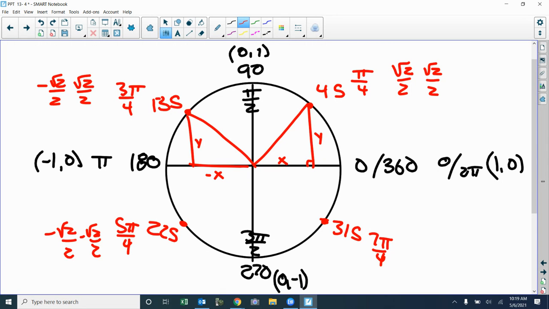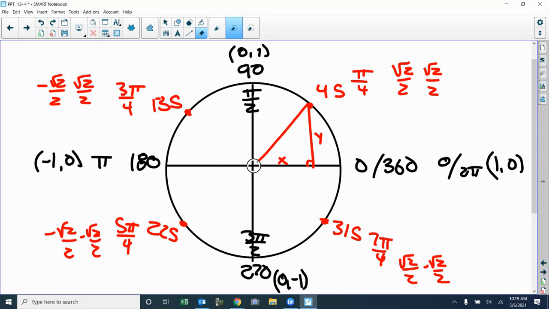I'm sorry. Over here, your x is positive and your y is negative. The 45 is easier because you can't really screw it up. The x's and y's are the same, right? When you get to the 30s and the 60s, you better be on your game to know which is which.